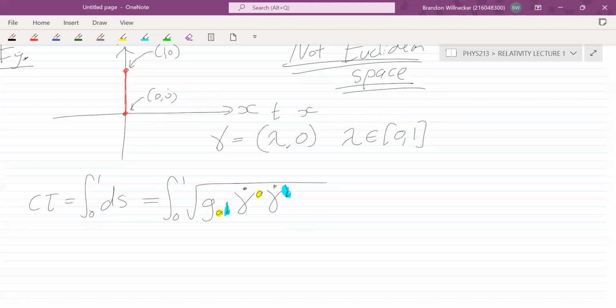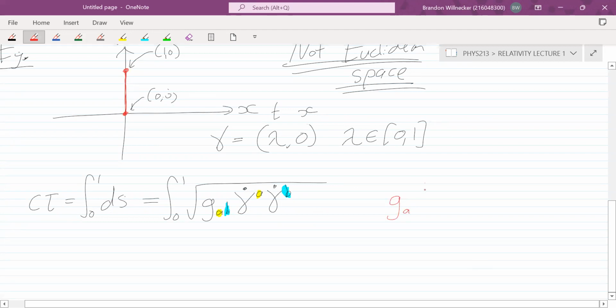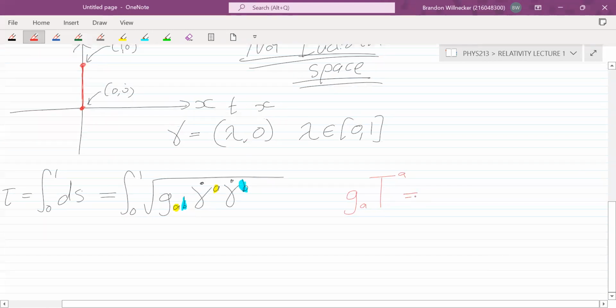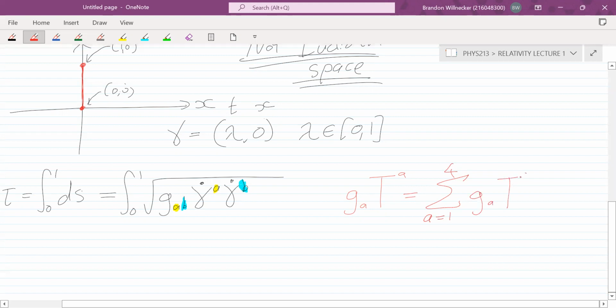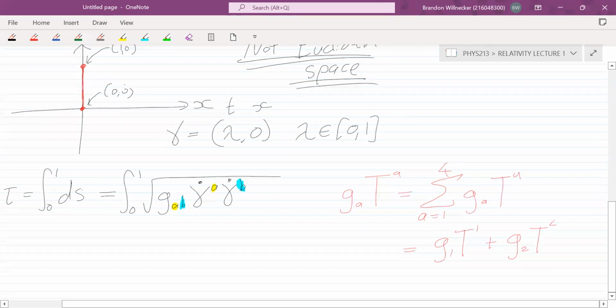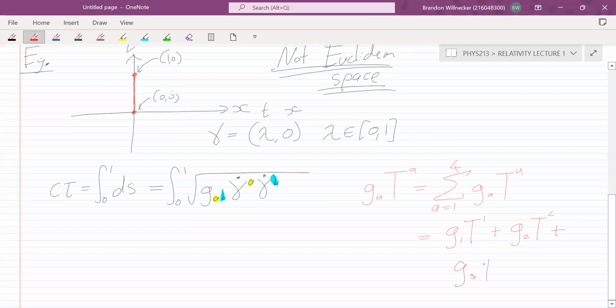Just as an example, if I have g_A t^A, what I really mean is the sum where A goes from 1 to 4, because there are the four coordinates of spacetime. So this will be g_1 t^1 plus g_2 t^2 plus g_3 t^3 plus g_4 t^4. You see we've got this whole summation, and we just write it in this compact form with one index up and another index down. It has to come in this up-down pairing system. So we've got the sum over A and the sum over B because we've got up-down pairs.